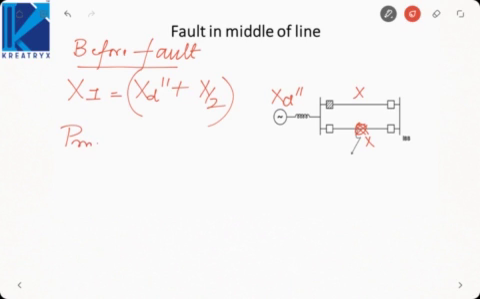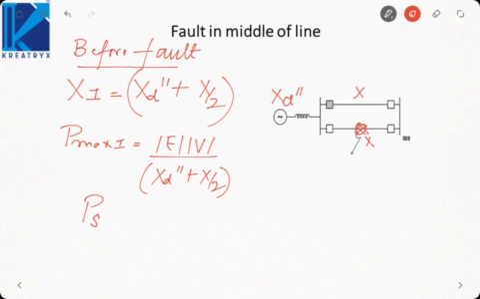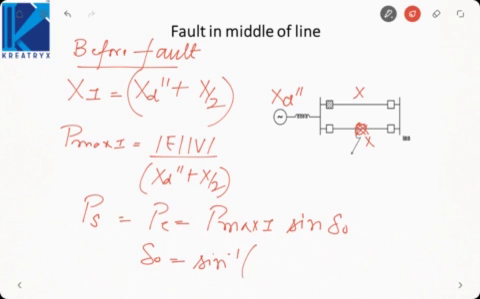So the maximum power will be mod E mod V by Xd double dash plus x by 2. That is the case before the fault occurrence. If we consider the mechanical input as PS, it will be equal to P, which is equal to P max 1 sine delta naught. So delta naught will be equal to sine inverse of PS by P max 1. So before the fault, the machine would be operating at this angle, or the system would be operating at a power angle of delta naught.